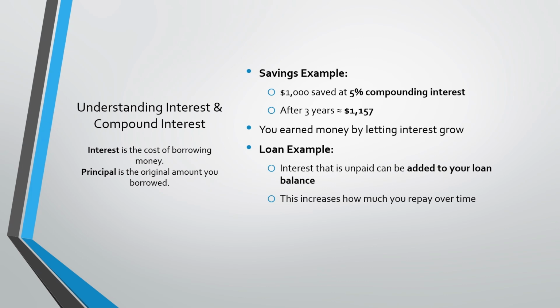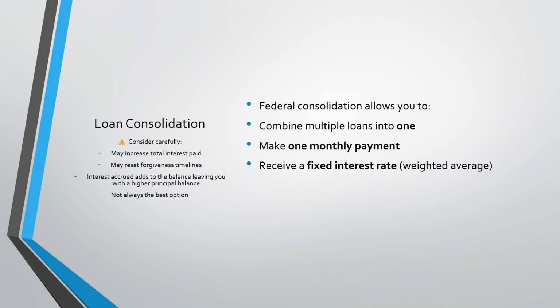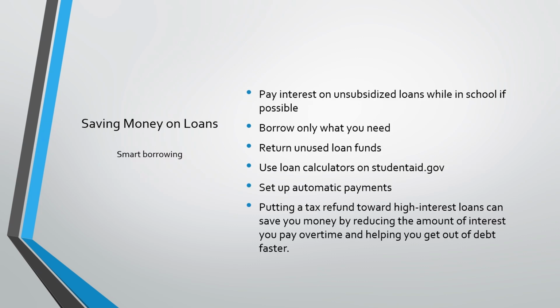Federal loan consolidation allows you to combine multiple loans into one payment with a fixed interest rate based on a weighted average. Ways to save on loans include paying interest while in school, borrowing only what you need, returning unused funds, using loan calculators, setting up automatic payments, and applying windfalls toward high-interest loans. Understanding how interest grows can help you borrow more responsibly and reduce long-term costs.